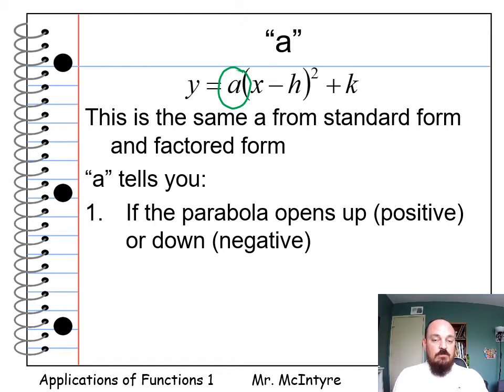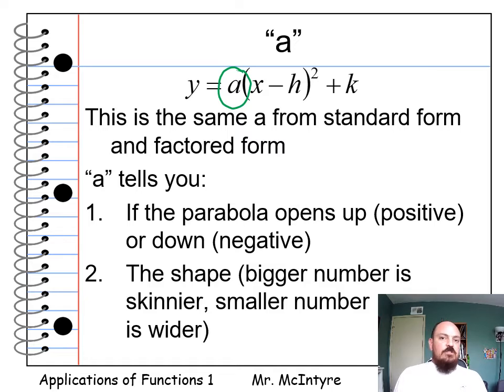Now, we're going to take it one step further than that, because A actually tells you one other thing. It gives you the shape of the parabola. So basically, your parabola can be very wide or very skinny, depending on the number. The bigger the number is, the skinnier the parabola gets. The smaller the number is, the wider it gets.